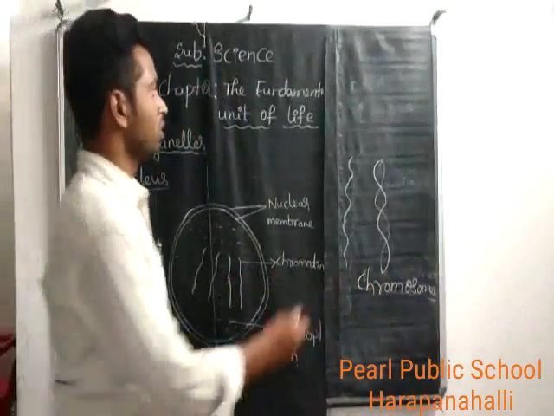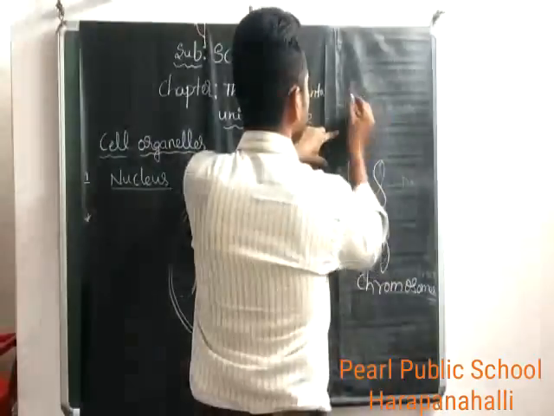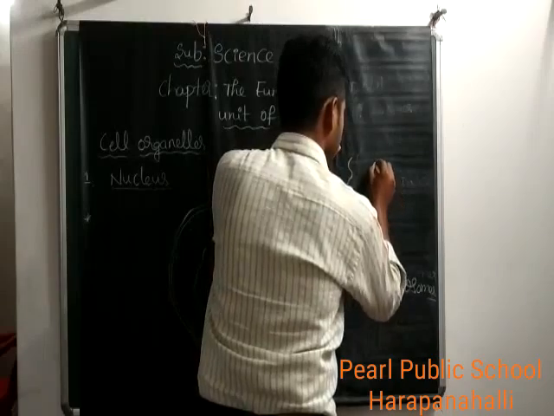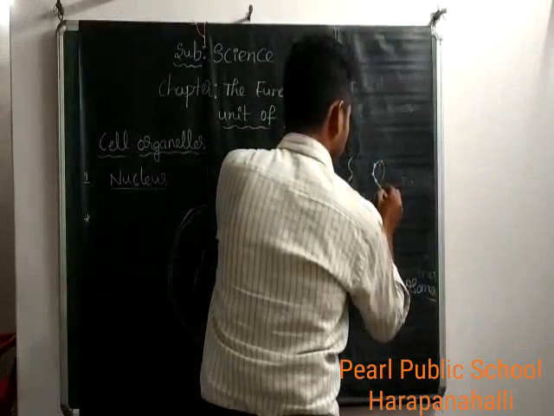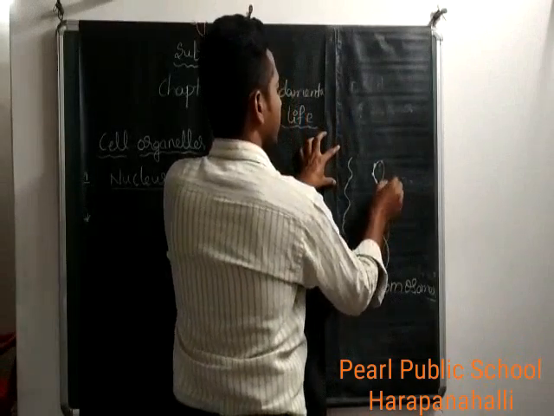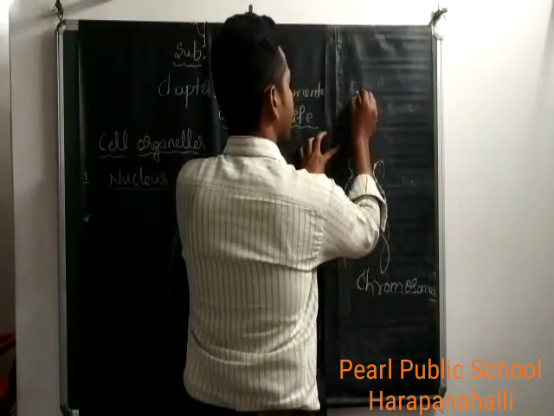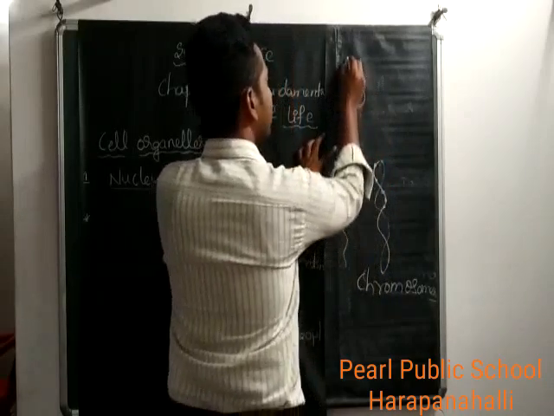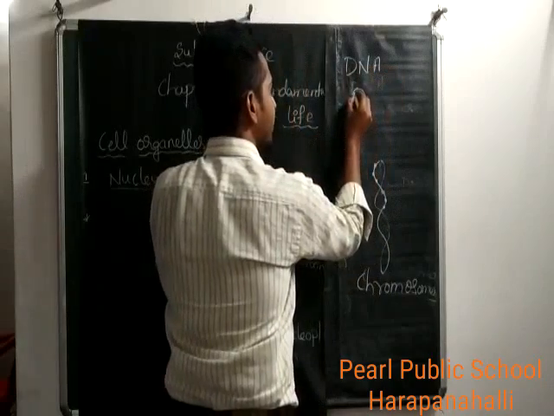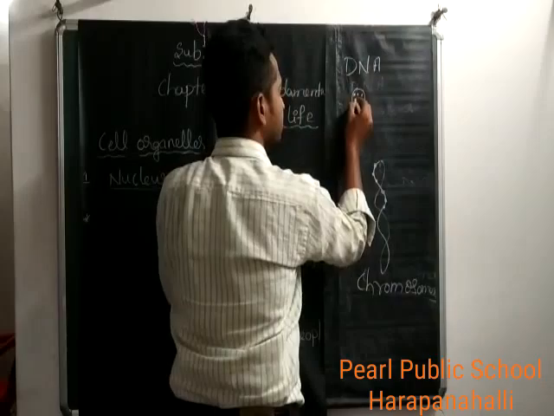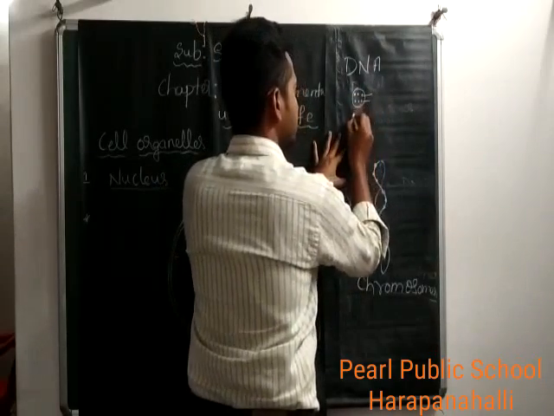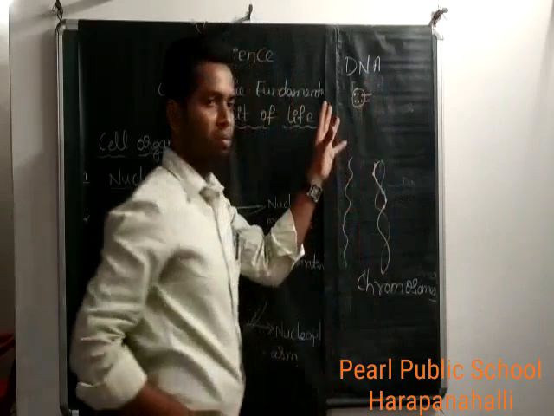This chromosome is made up of a number of DNA. Let us consider this is a DNA. This DNA has a number of genes. So this is one gene. This DNA has a number of genes.